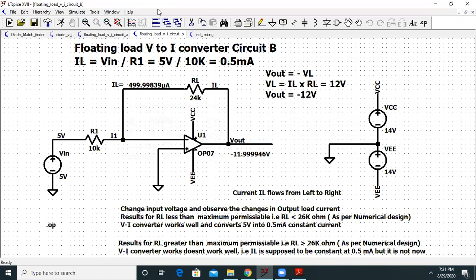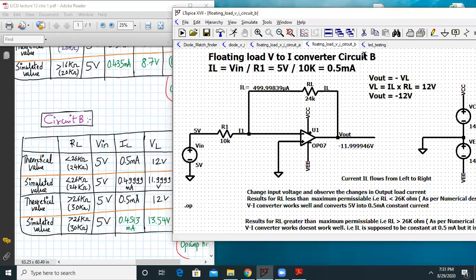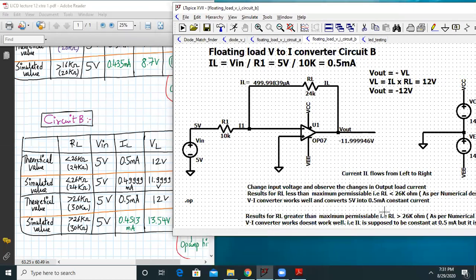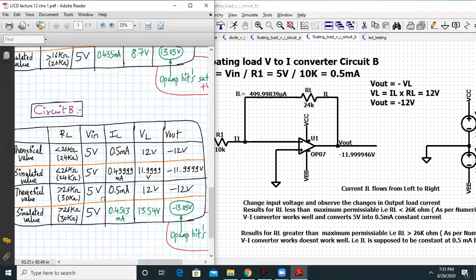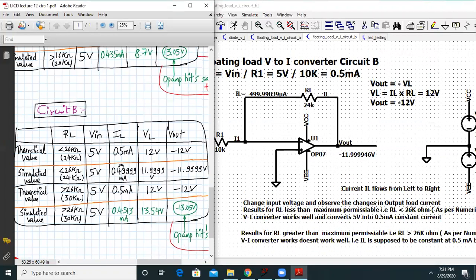Here are the values. Let us check with the table now. In the table for circuit number B, the theoretical values of Vin and IL will remain almost the same. VL is 12 volts. How is VL 12 volts? It is IL into RL. So IL is 0.5 and RL is around 24. If you multiply these two, IL into RL, you will get 12 volts.